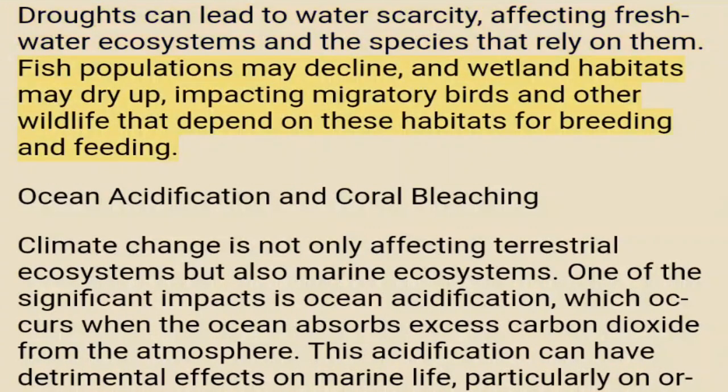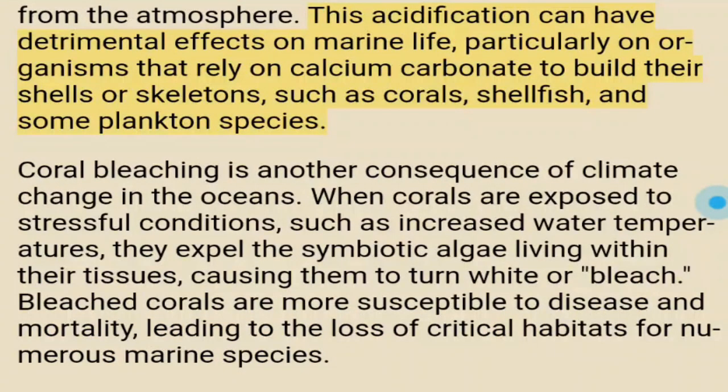Fish populations may decline, and wetland habitats may dry up, impacting migratory birds and other wildlife that depend on these habitats for breeding and feeding. Ocean acidification and coral bleaching. Climate change is not only affecting terrestrial ecosystems but also marine ecosystems. One of the significant impacts is ocean acidification, which occurs when the ocean absorbs excess carbon dioxide from the atmosphere. This acidification can have detrimental effects on marine life, particularly on organisms that rely on calcium carbonate to build their shells or skeletons, such as corals, shellfish, and some plankton species.